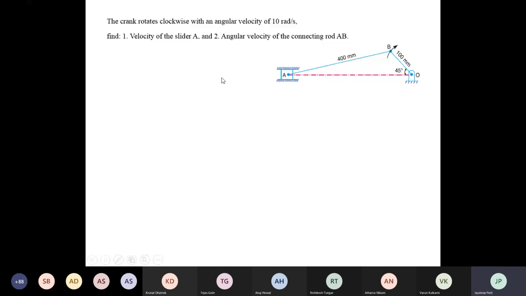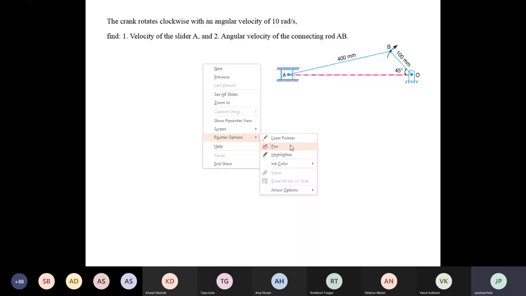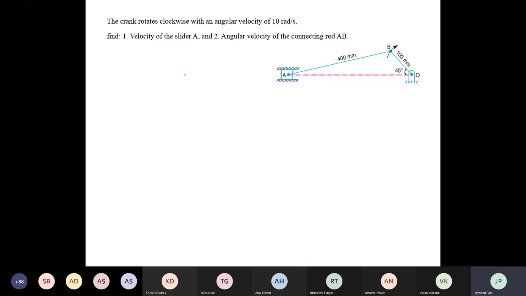Now let's start. The next problem is the crank rotates clockwise with an angular velocity in radian per second. When the crank rotates, there is a slider in the given mechanism. It reciprocates along the path shown in the figure. Now, in this case, you have to find out the velocity of slider A, means velocity A, and the angular velocity of connecting rod AB, omega AB, you have to find out here.